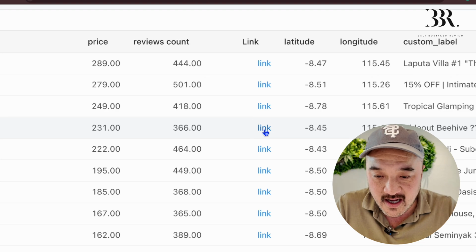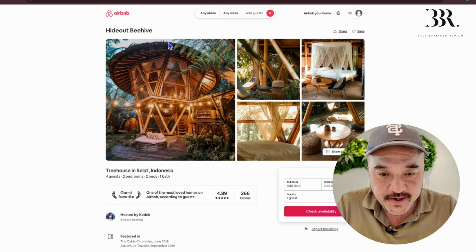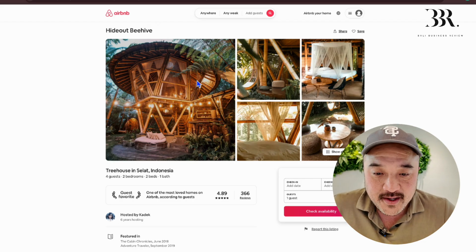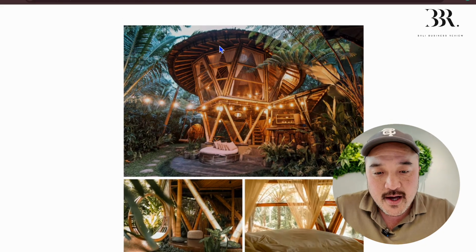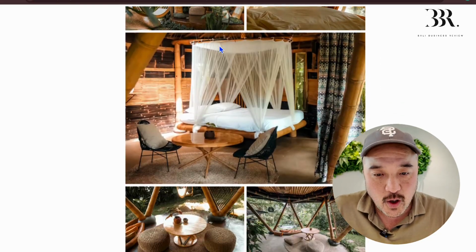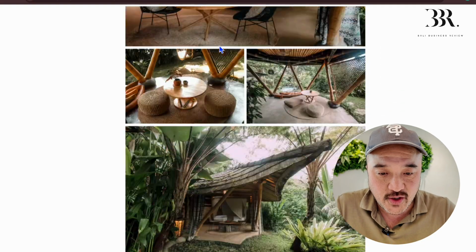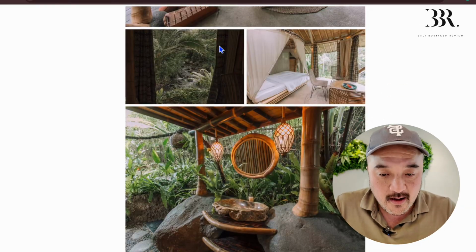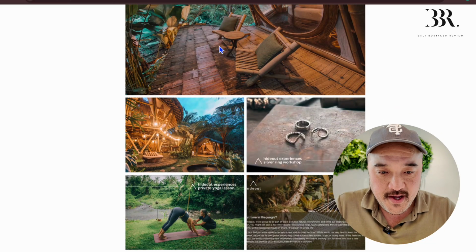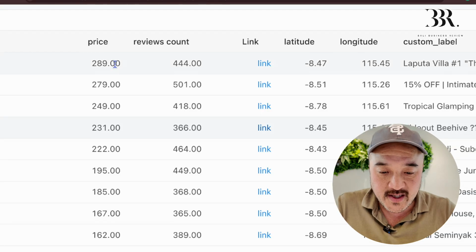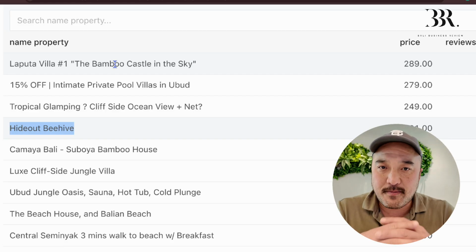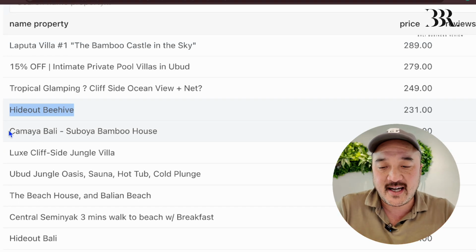The next property that we see is a hideout beehive property. Let's go ahead and take a look at that. I think we're beginning to see a pattern here, yeah? It seems like a lot of these designs that are doing really well are all incorporating bamboo. They're all incorporating natural organic structure, and they're excelling on the platform. High prices, a huge number of reviews, and consistent bookings. Once again, all three locations, by the way, if you haven't noticed, are not in very popular areas. They're all in more natural scenic areas as well.